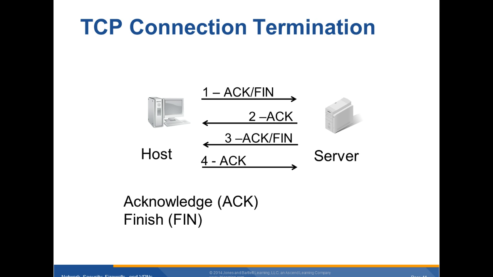To terminate, you have an acknowledge packet and a fin, or finish packet. Because a TCP connection is two-way, it needs to be torn down in both directions. The TCP connection termination process uses 4 packets. The first system sends a TCP packet with the acknowledgement and fin flag set requesting termination. The second system sends an acknowledgement response. The host then sends a packet with the acknowledgement and SYN flags, and the server sends a packet with acknowledgement and fin flags set, and the host sends the acknowledgement back to the server.